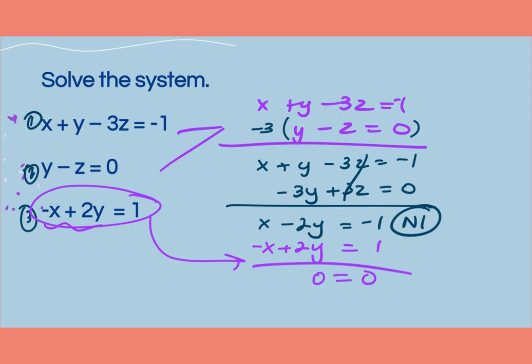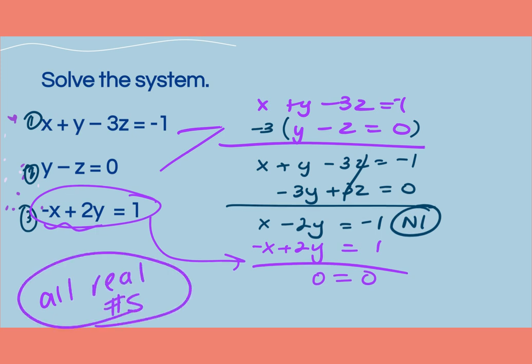So no matter in which order you did it, at some point in your building, they should have canceled and you get a true statement. And in that case, this isn't all real numbers. If it was a false statement, then it would be no solution.